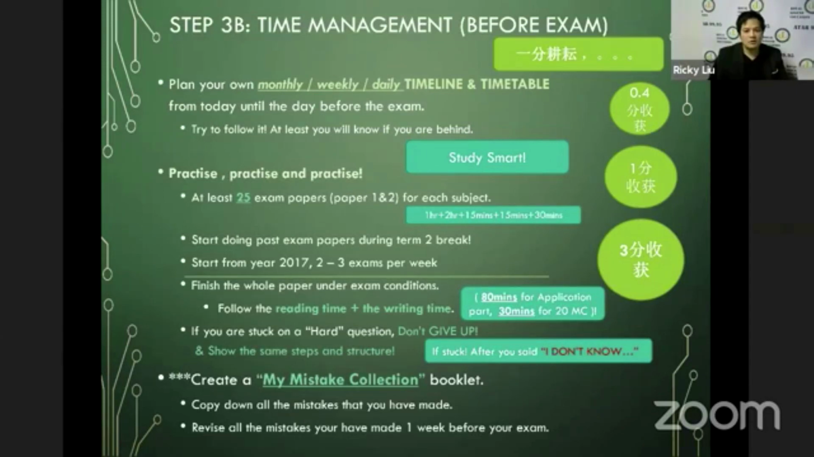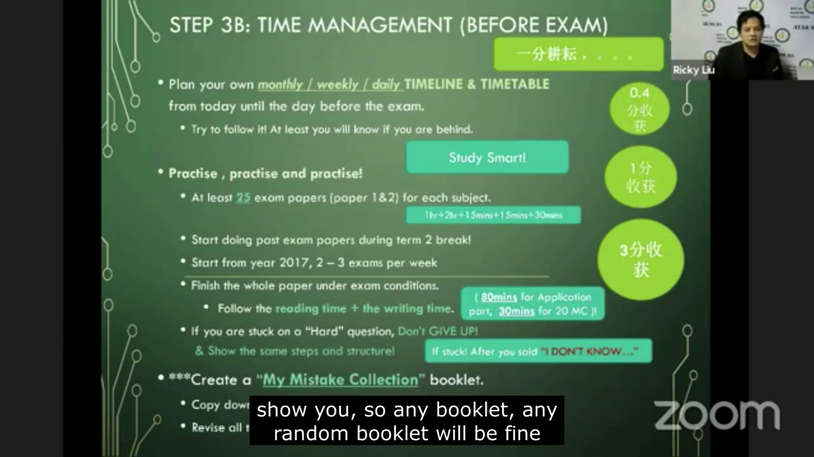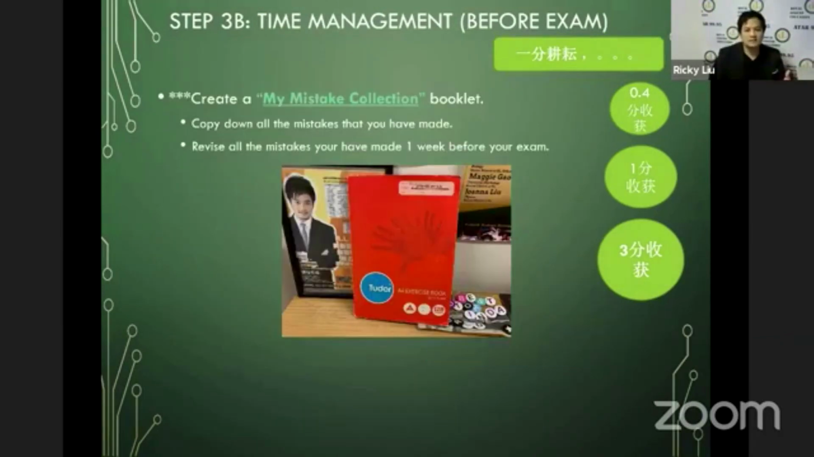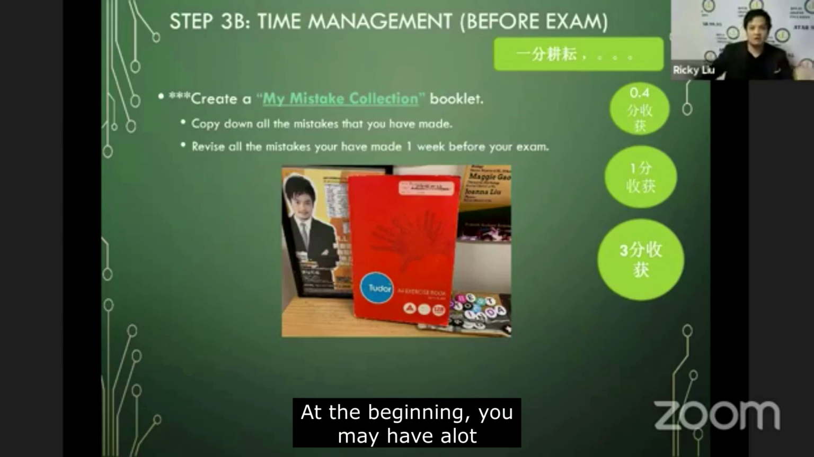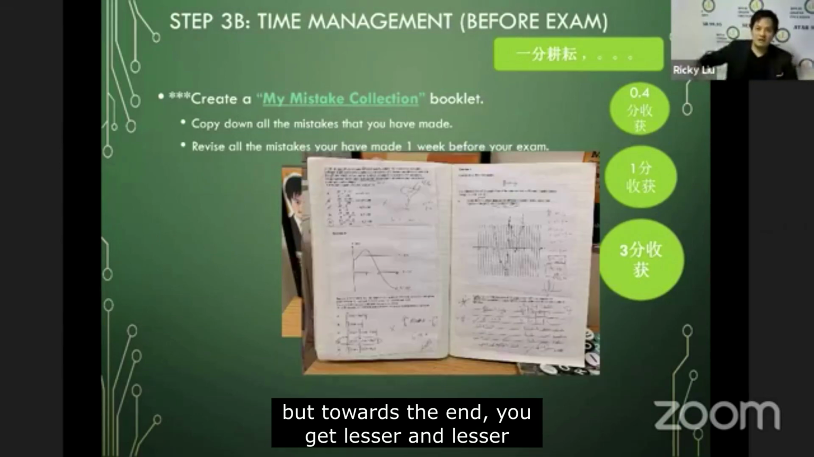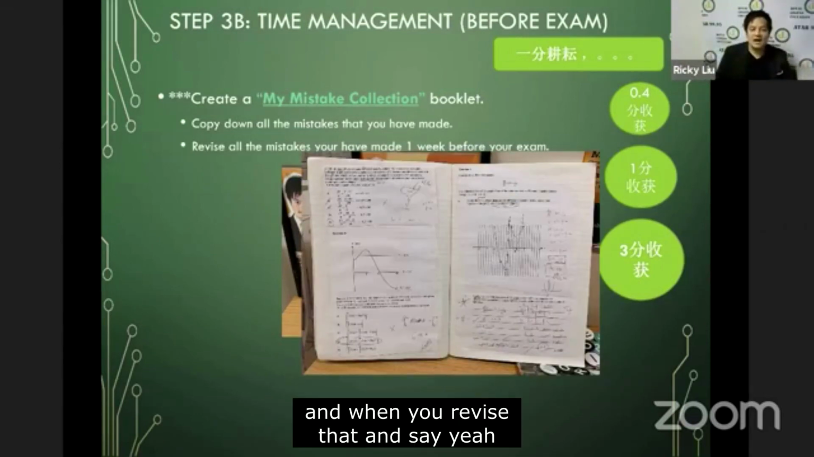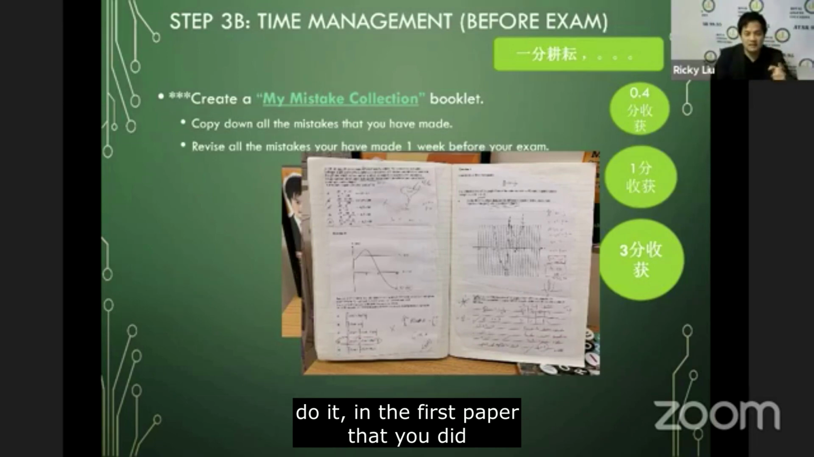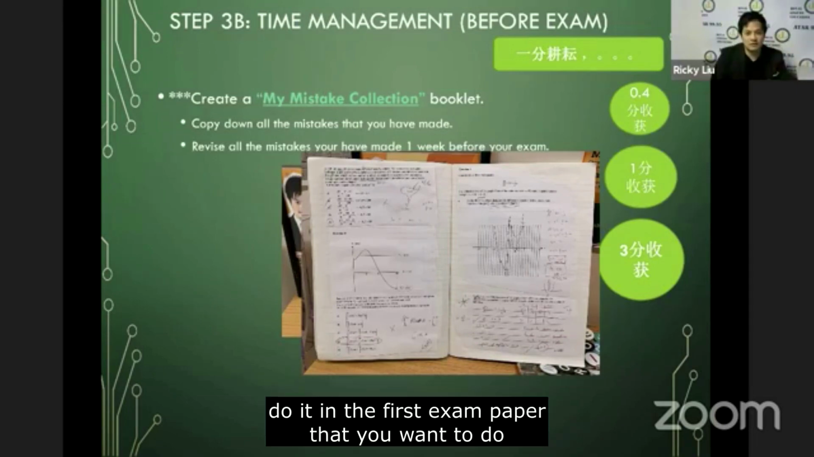I'll just show you. So just any booklet, any random booklet will be fine. Whatever you see a good question, chop it, paste it. Okay, at the beginning, you may have a lot, but towards the end, you'll get fewer and fewer. And when you revise that, you see yourself improving. Okay, and you want to do it in the first paper that you did. Do it in the first exam paper that you're going to do.